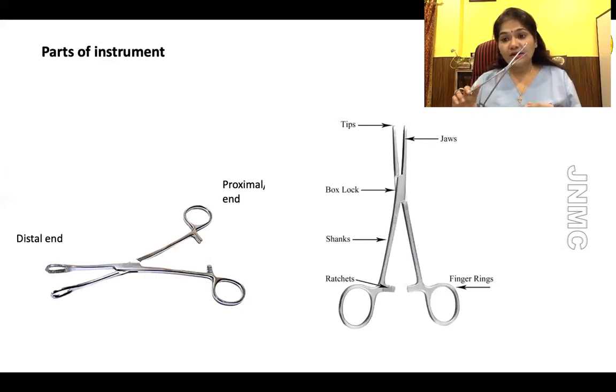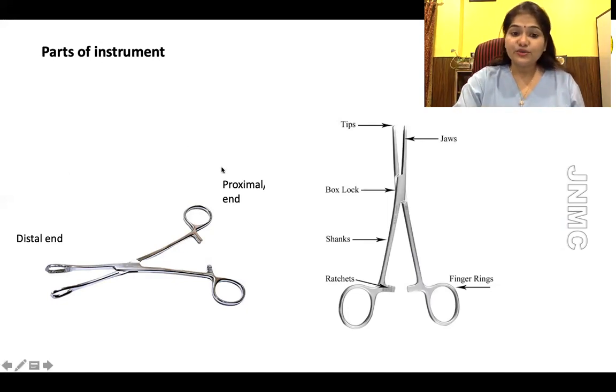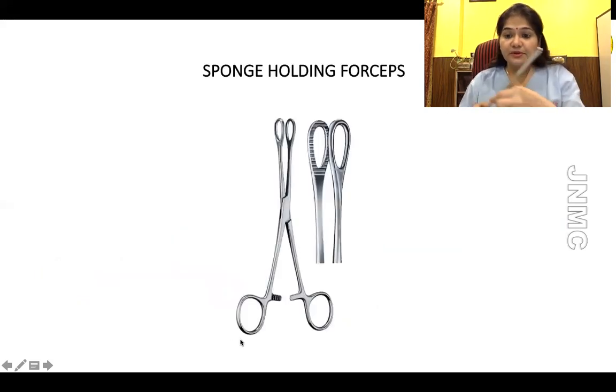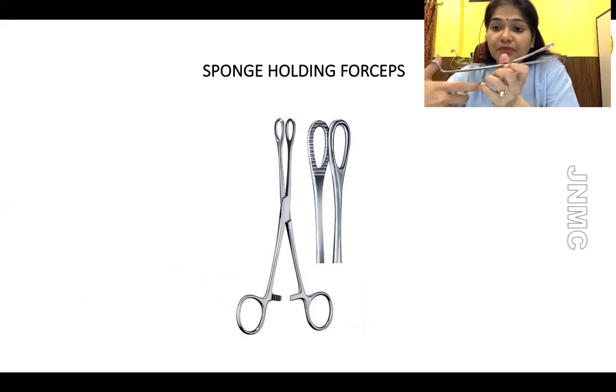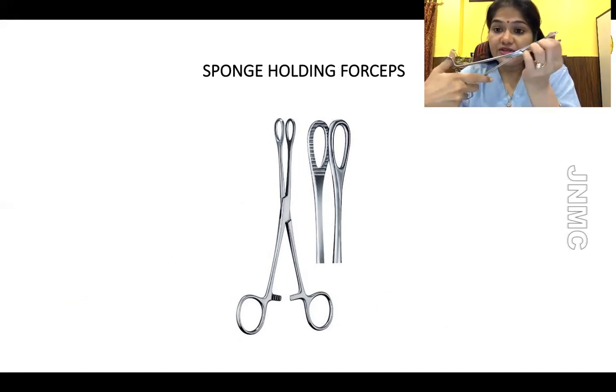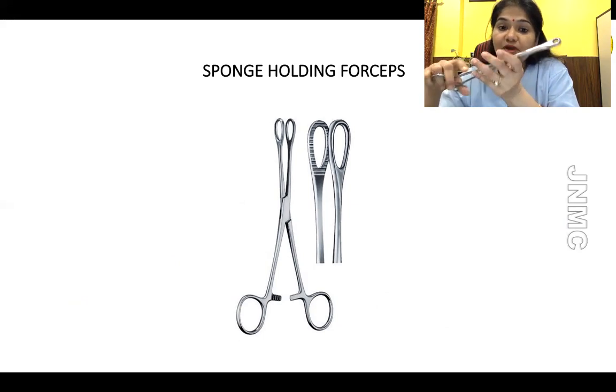So a sponge holder is a kind of grasping instrument. Any grasping instrument, as you can see here, has a proximal end and a distal end. The proximal end has finger bows, ratchets, shanks, box lock, and the tips and jaws, and the jaws are going to have a specific feature. Now this is a typical sponge holding forceps. As you can see here, it has a proximal end having finger bows, ratchet, shank, lock, and this is the distal end having the serrations and fenestration at the end. These serrations are meant for better grip of the instrument, right?